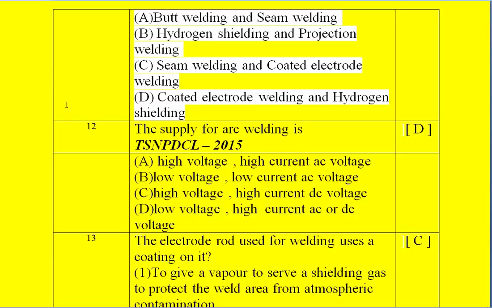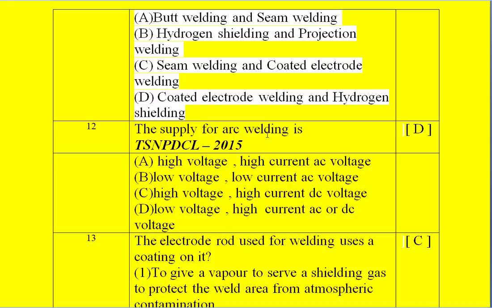Next, the supply for the arc voltage. This was given in 2015 TS NPDCL, and the answers given are: A is high voltage, high current, AC voltage. B is low voltage, low current, AC voltage. C is high voltage, high current, DC voltage. D is low voltage, high current, AC or DC voltage. So here the right answer is D.